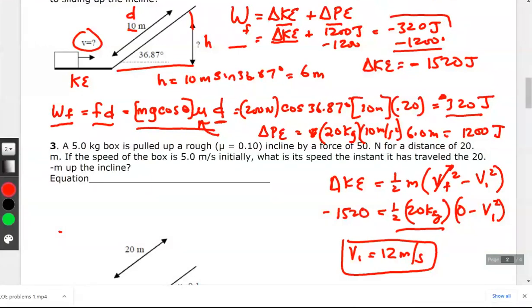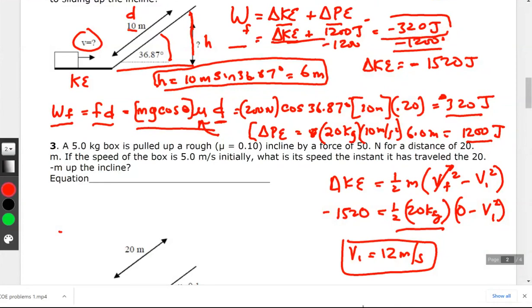Now, what's the change in PE? They didn't give you the h, so you have to use 10 meters times sine of theta, because the h is opposite the angle. So then here's your mgh. The m given is 20, g is 10, h we found is 6. 1200 is the change in PE. That's a positive change, so I put this over here as a positive change. So I have an equation here, and I solve for the change in KE, and I got this. And I use 1/2 mv squared, that's down here, and it is 12 meters per second.